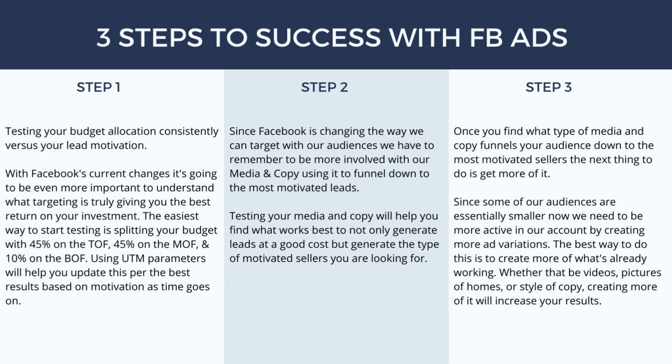Some easy ways to do this is to use dynamic creative once you've found what is already working and just put more of what's working in there. So if you're finding that pictures of homes with no CTA on them is working best for you, then do more of that. Most likely that's probably not going to be the case.